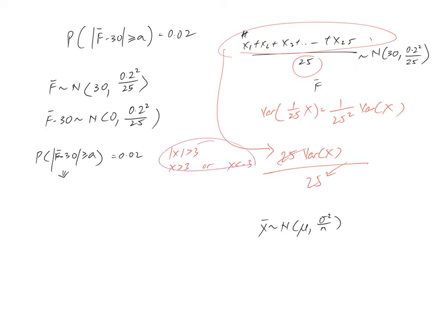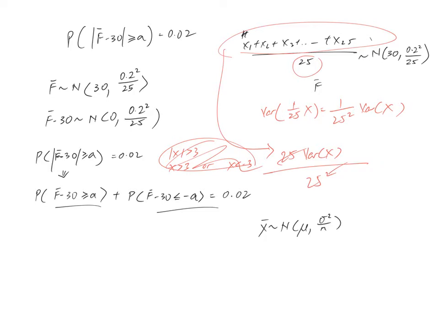So here it's the same. We try to split it up. This says f bar minus 30 more than a, plus f bar minus 30 less than negative a, equals 0.02. And these two are basically the same thing. If you think about using the graph, they're actually basically the same thing, because they are close to standard normal.